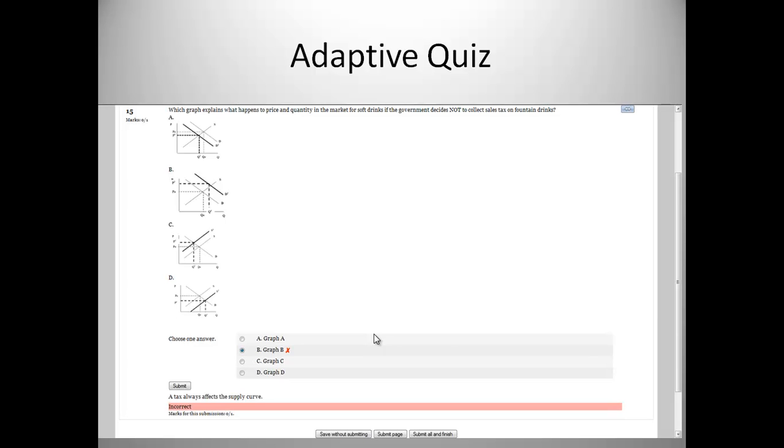But not only is this useful for the student, it's also useful for me as the instructor. I can go back and see, man, a lot of students were struggling with this problem. Maybe I need to reteach something. Maybe there's some misunderstandings that need to be addressed.